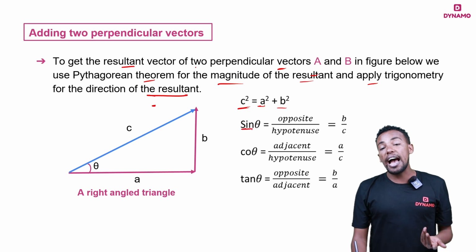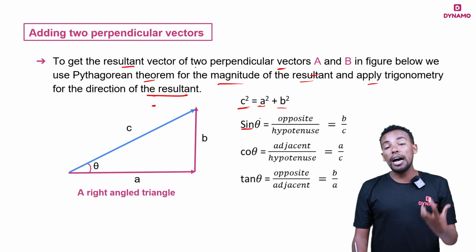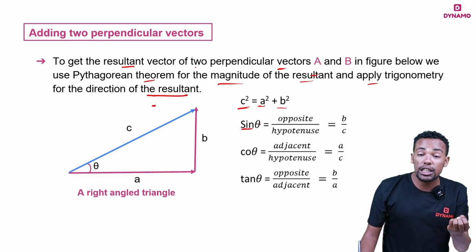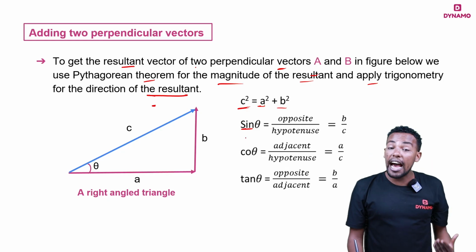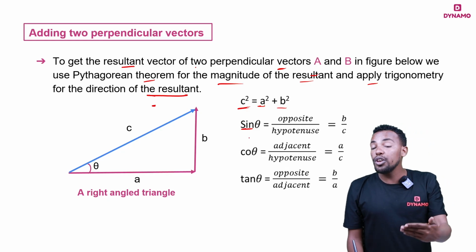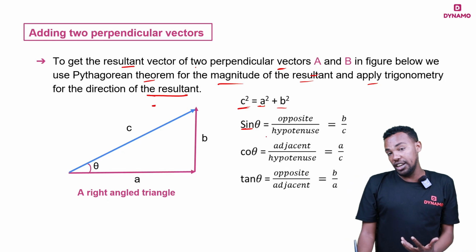The other one is sin theta. In mathematics you know that sin theta is equal to y over r. Cos theta is equal to x over r. R means, which we use in physics, the hypotenuse.